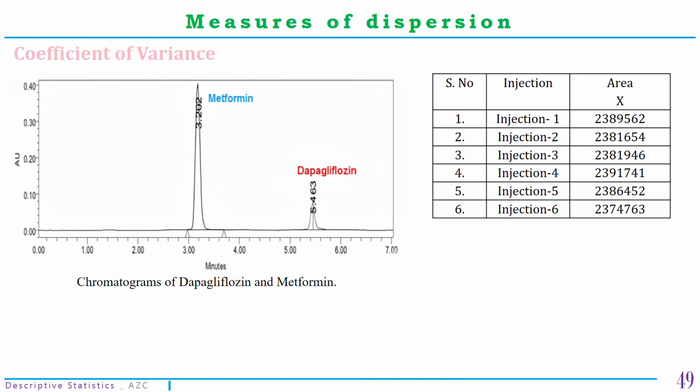Here is the application of coefficient of variance in HPLC analysis of the combination of drugs, dapagliflozin and metformin. The RSD is calculated for 6 measurements of metformin. For quantitative assays of active ingredients, the required precision, generally RSD less than or equal to 2.0%, is acceptable.